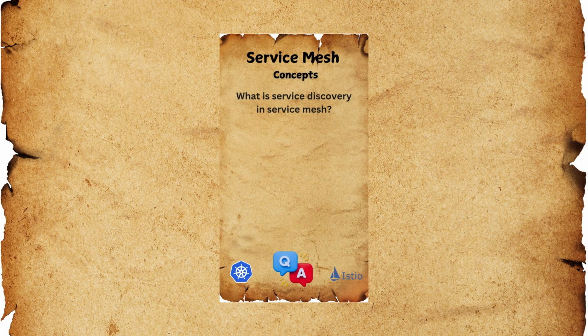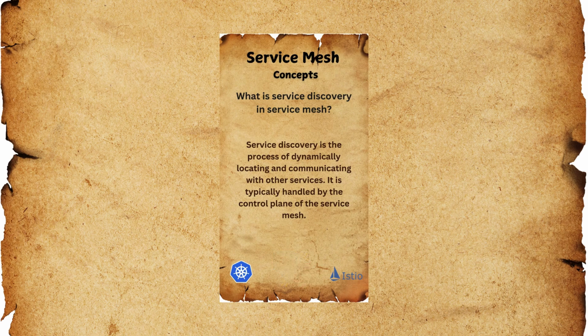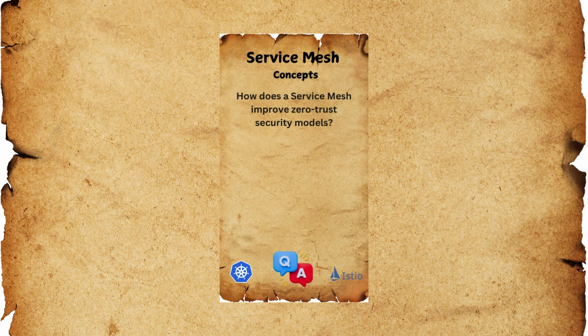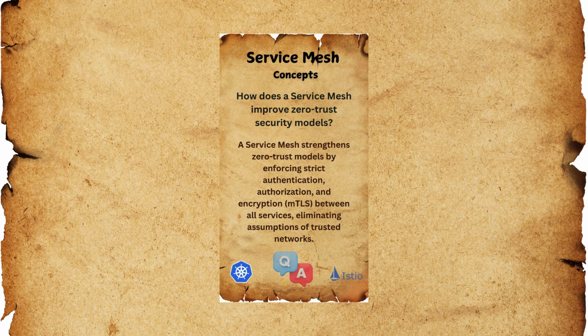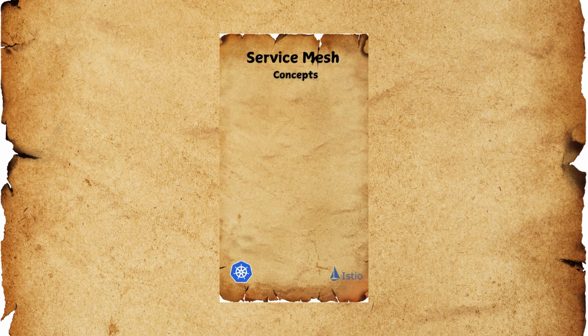What is service discovery in service mesh? Service discovery is the process of dynamically locating and communicating with other services. It is typically handled by the control plane of the service mesh. How does a service mesh improve zero-trust security models? A service mesh strengthens zero-trust models by enforcing strict authentication, authorization, and encryption, mTLS, between all services, eliminating assumptions of trusted networks. Compare Consul and Istio service mesh implementations.